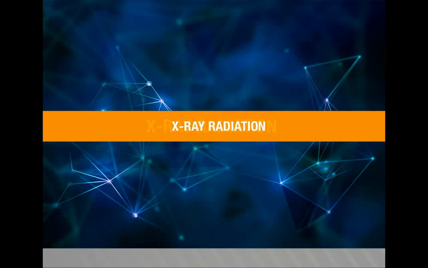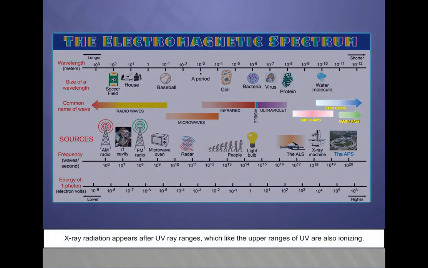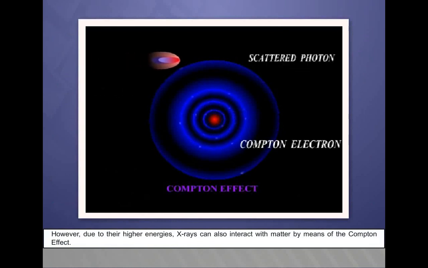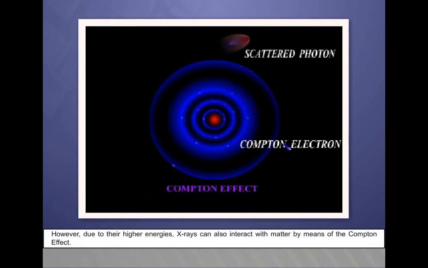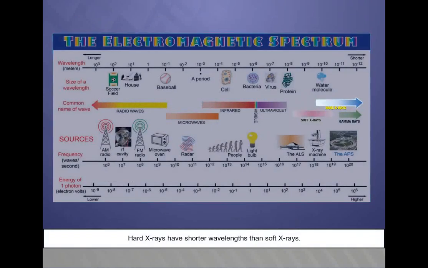X-ray radiation. In this video, we are going to see about X-ray radiation. X-ray radiation appears after UV ray ranges, which, like the upper ranges of UV, are also ionizing. However, due to their higher energies, X-rays can also interact with matter by means of the Compton effect. Hard X-rays have shorter wavelengths than soft X-rays.